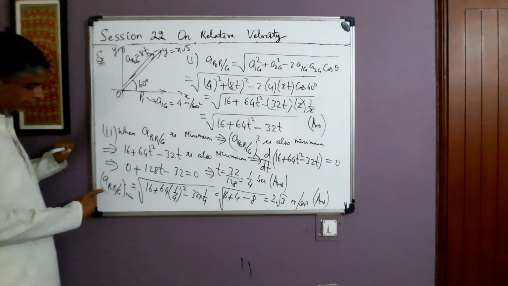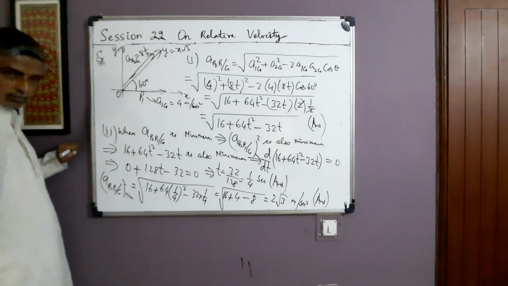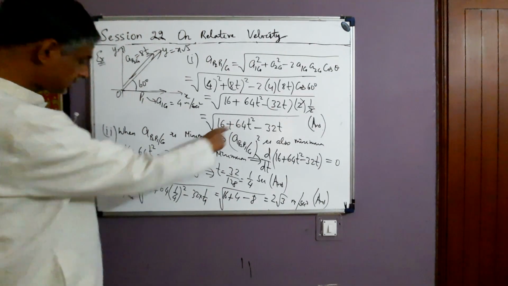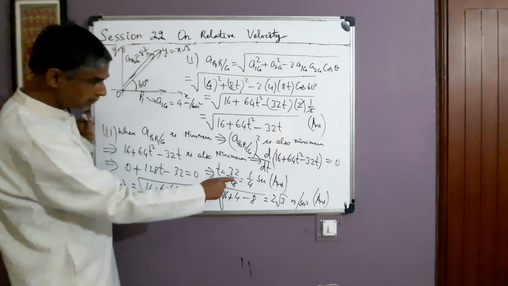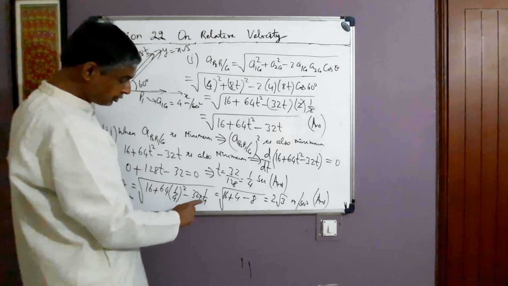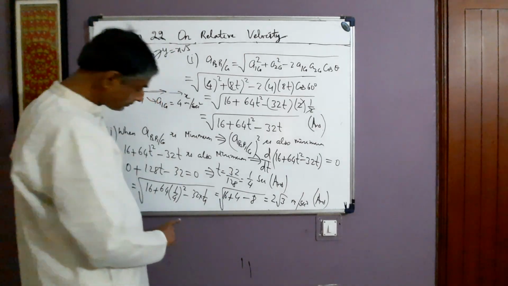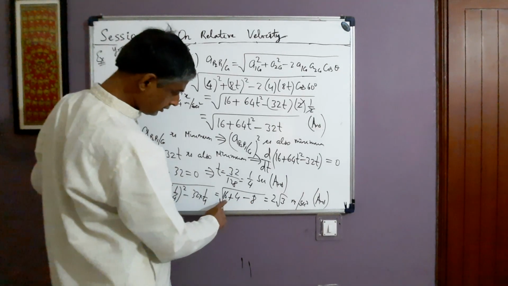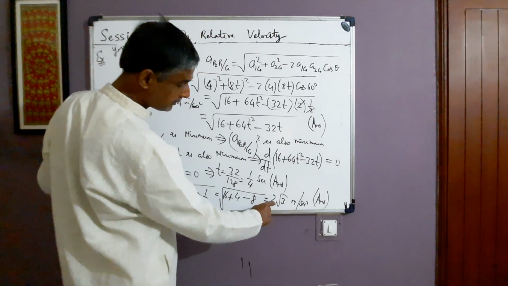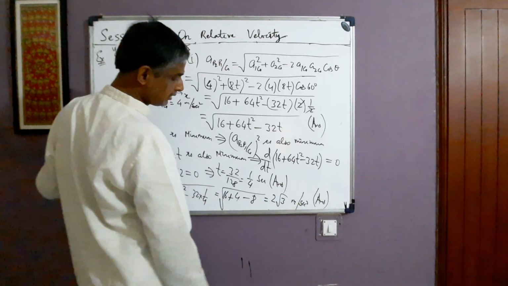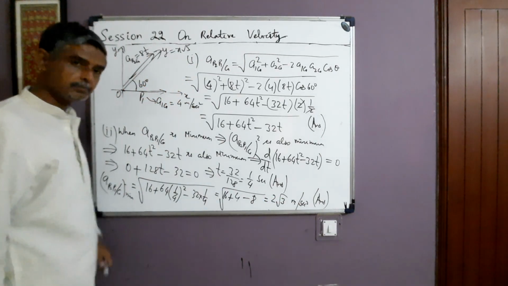And last we were asked to find out the minimum value of A P2 P1G. That is equal to root under 16 plus 64 into 1/4 square minus 32 into 1/4. This becomes 16 plus 4 minus 8. So 20 minus 8 becomes 12. 12 becomes 2 root 3 meter per second square. This is the answer to the last part of this question.